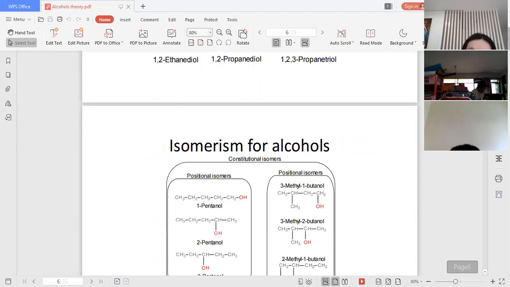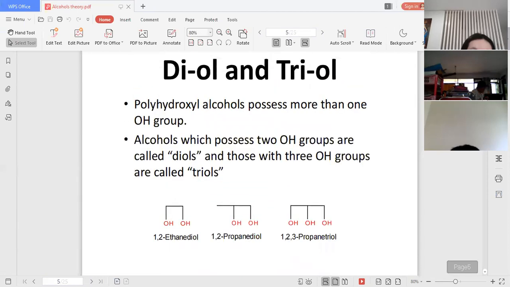And next, before we discuss isomerism, I would like to tell that in alcohol there are also primary, secondary, and tertiary. The rule is the same as the halogenoalkane. So we have to observe the number of hydrogens of the carbon that is attached to the hydroxyl group. Okay.